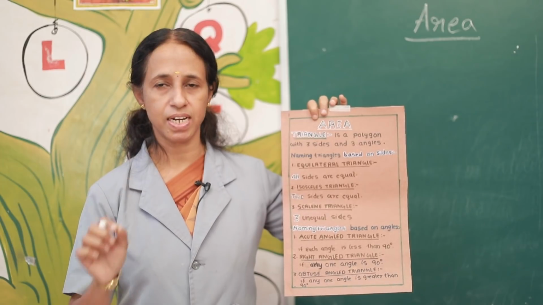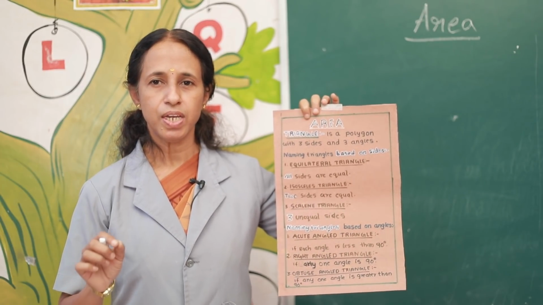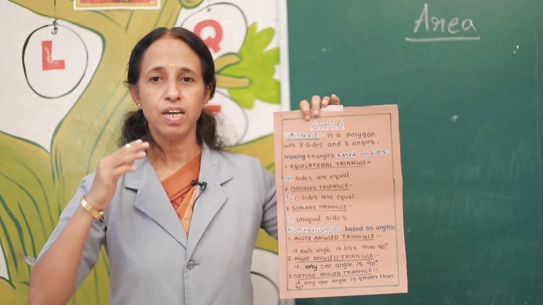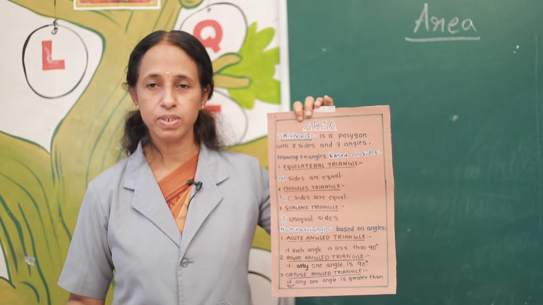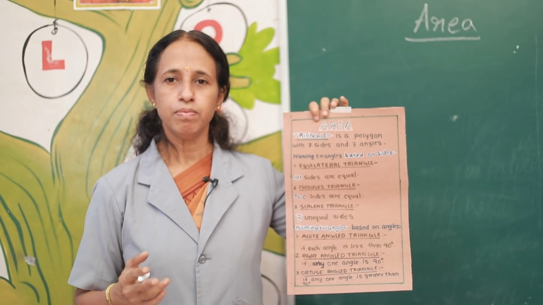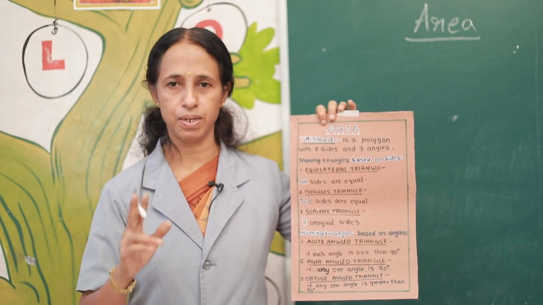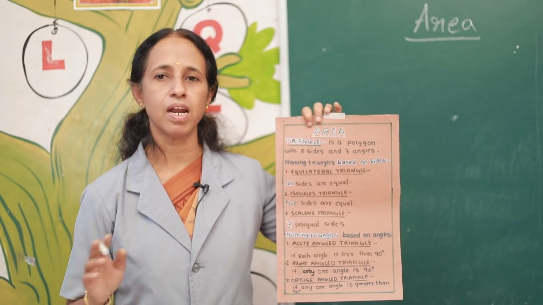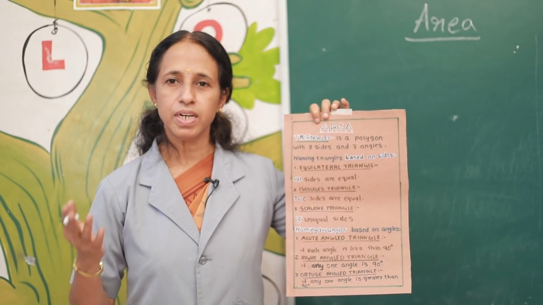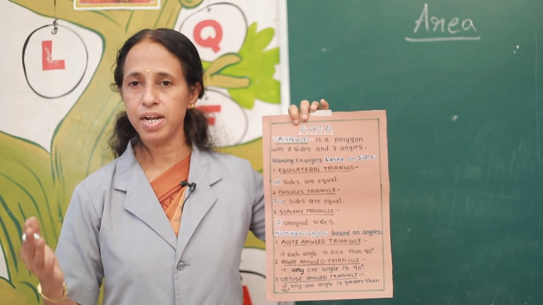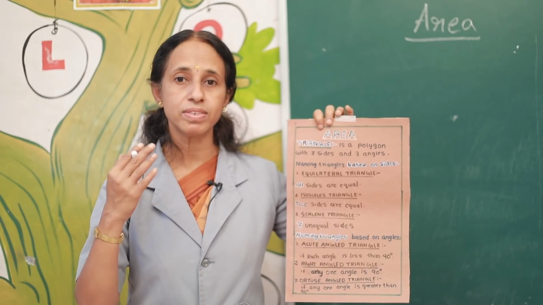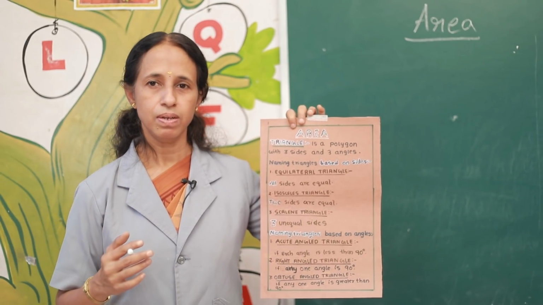First, equilateral triangle. We know that an equilateral triangle has all sides equal. Next, isosceles triangle. In an isosceles triangle, 2 sides are equal. Base angles are also equal. Third, scalene triangle. In a scalene triangle, all sides are of unequal length.